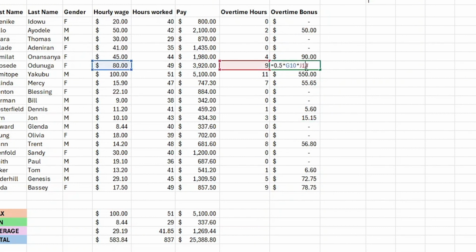Let's click on this 360. So he earns $80 per hour. Then his overtime working hours was 9, so you can see why he earned up to $360.